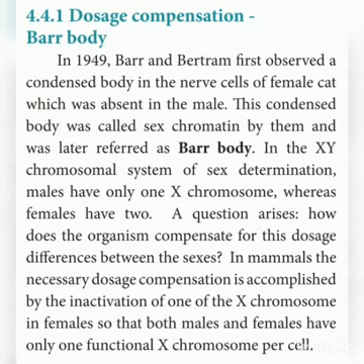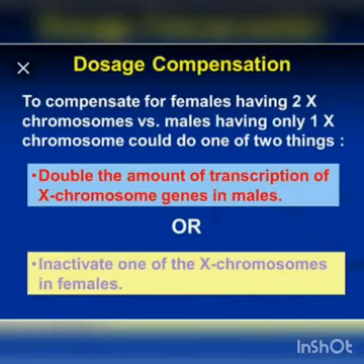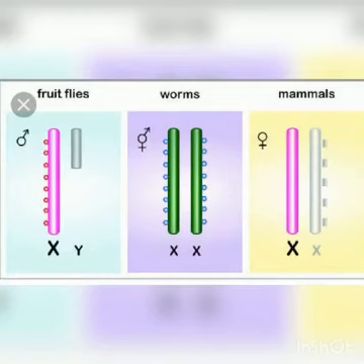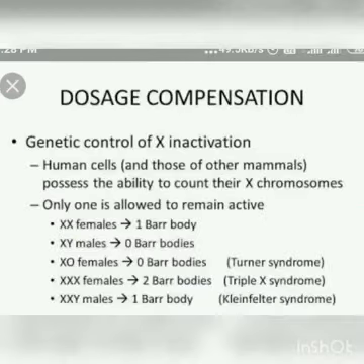In 1949, Barr and Bertram first observed a condensed body in the nerve cells of the female cat, which was absent in the male. This condensed body was called sex chromatin by them, and later it was called the Barr body. In the XY chromosomal system of sex determination, males have only one X chromosome, whereas the female has two. A question arises: how does the organism compensate for this dosage difference between the sexes?